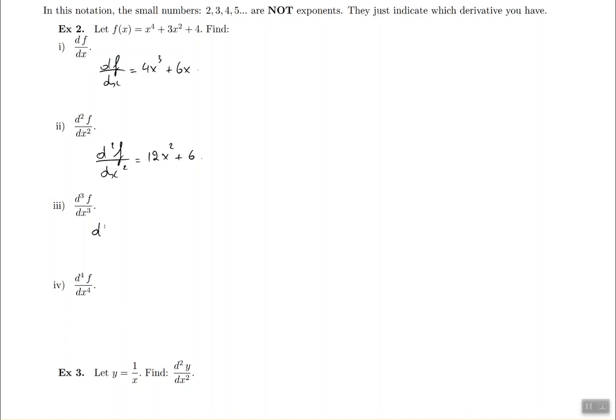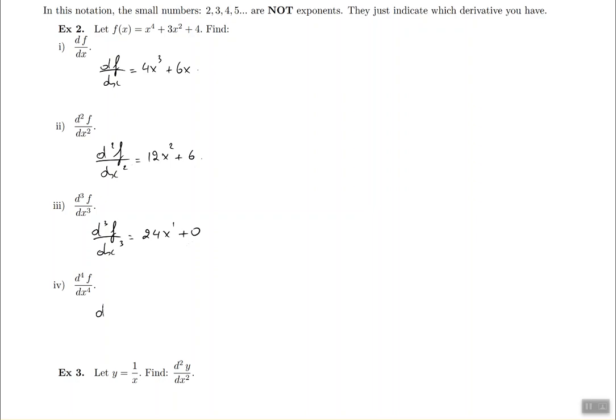d3f dx3, that means the third derivative. And so the third derivative is the derivative of the previous derivative. So the derivative of 12x squared, that's going to be 24x to the power of 1. The derivative of 6 is going to be basically 0. So it's just going to go away. You don't have to write down the 0, by the way.